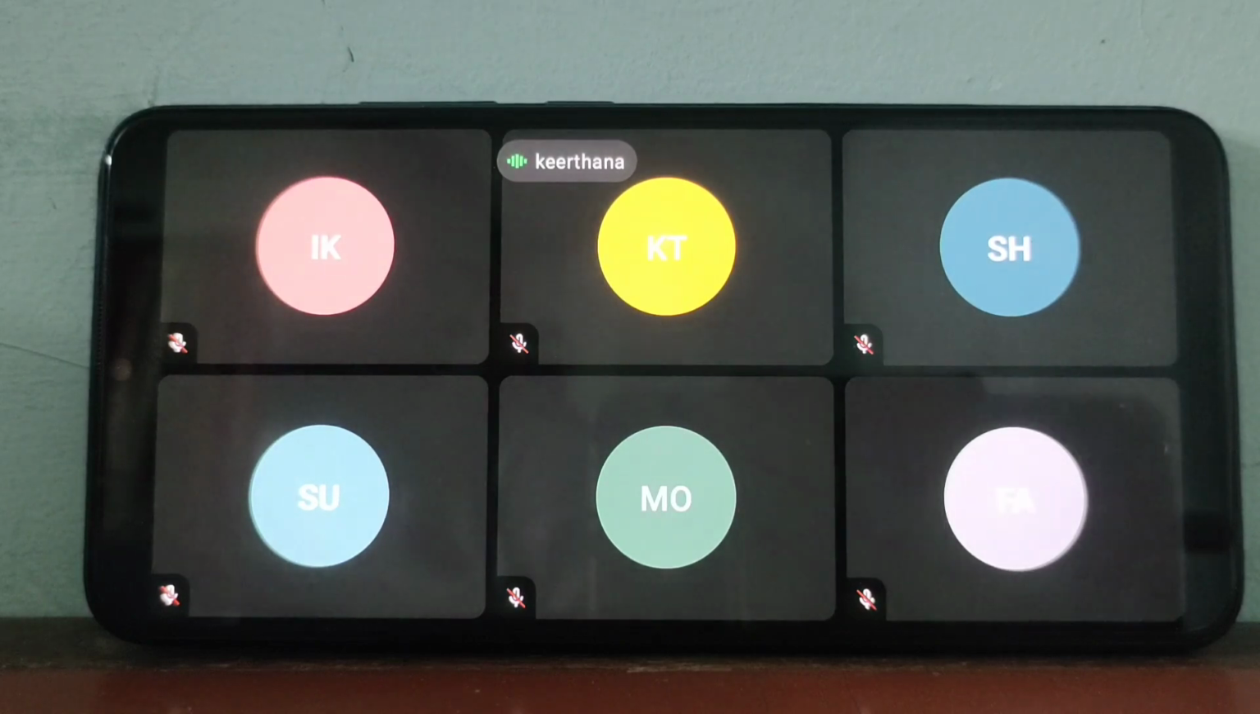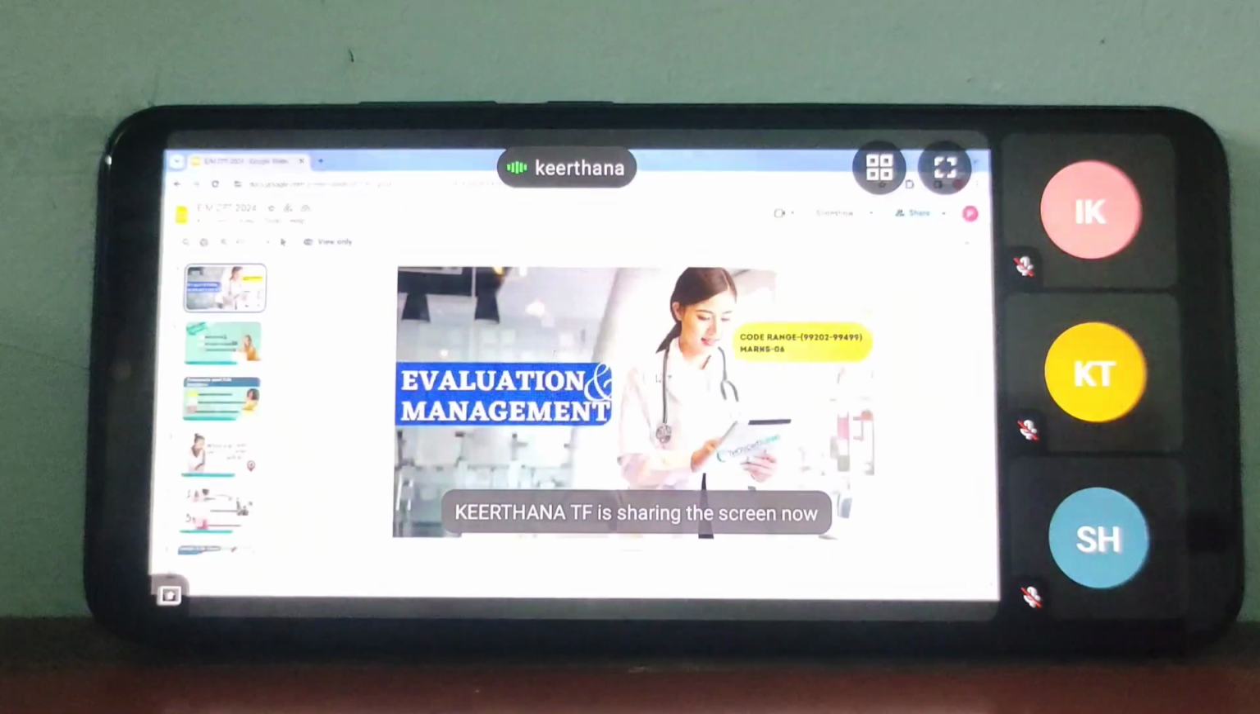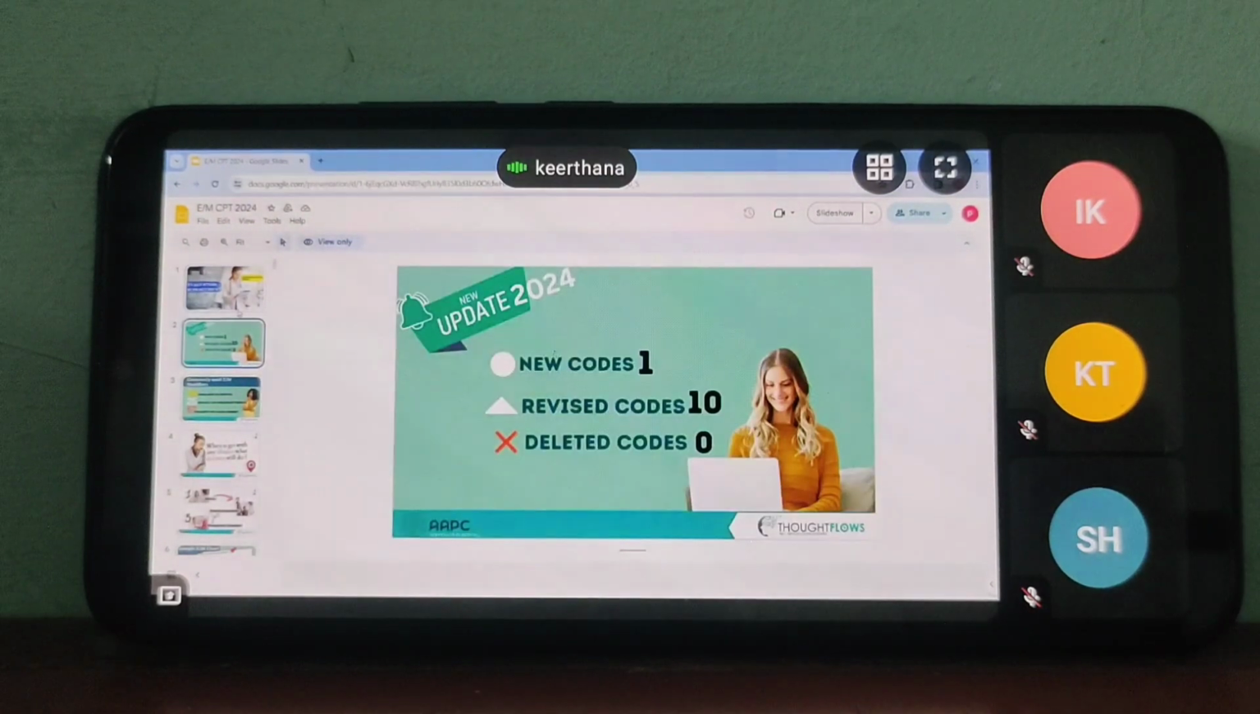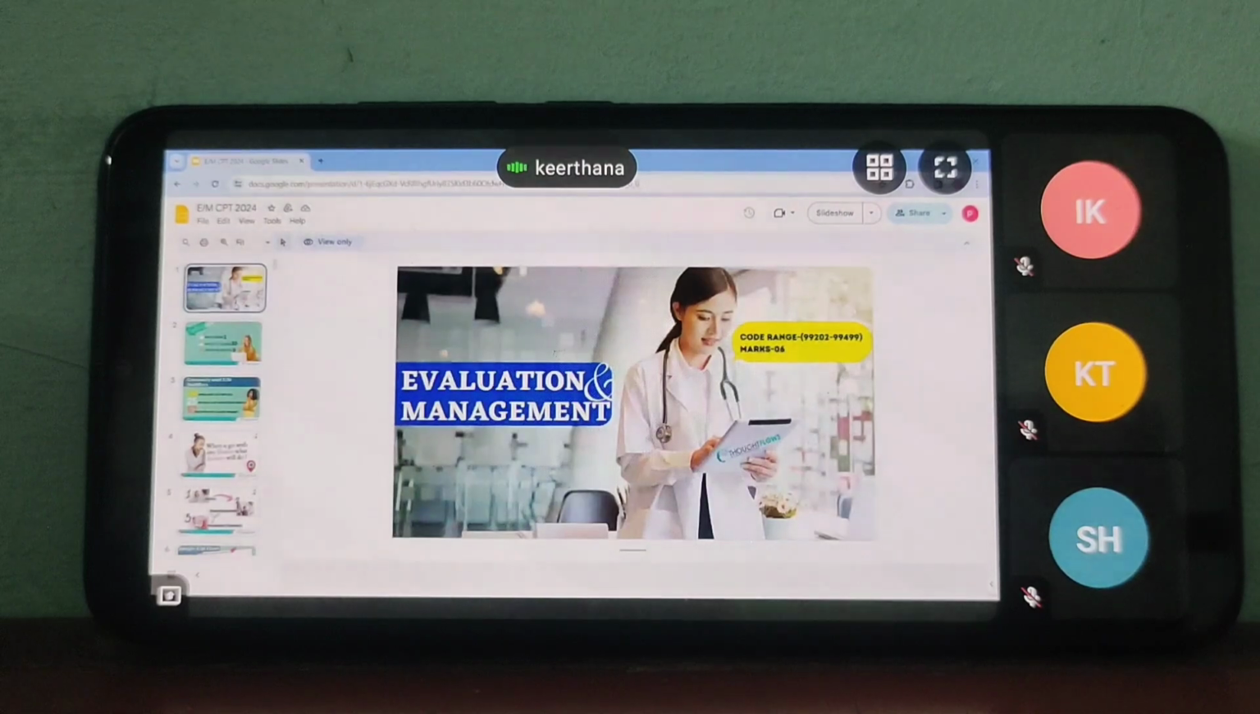This E&M is a very important area from the examination point of view. A lot of candidates face difficulty in the E&M part. If it is not given directly, you will face difficulties in the E&M part.